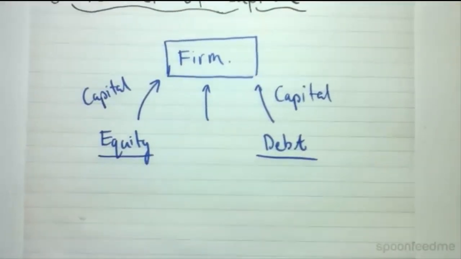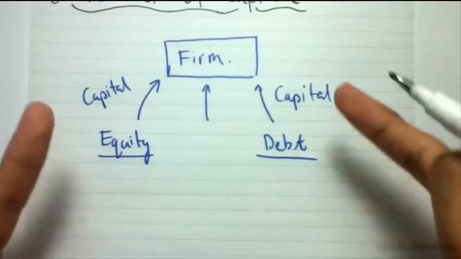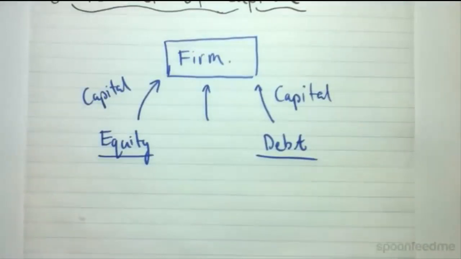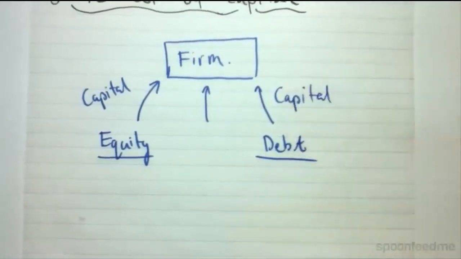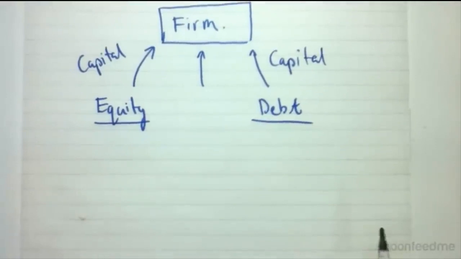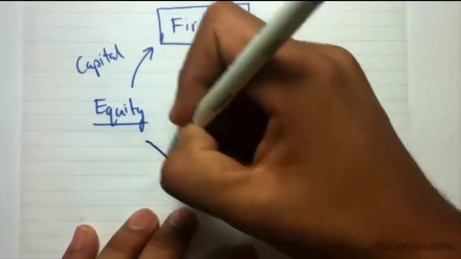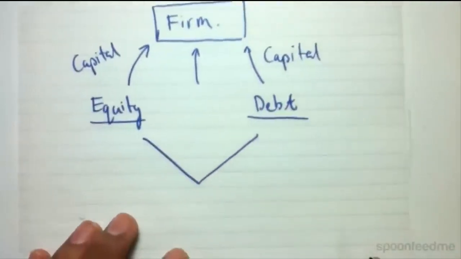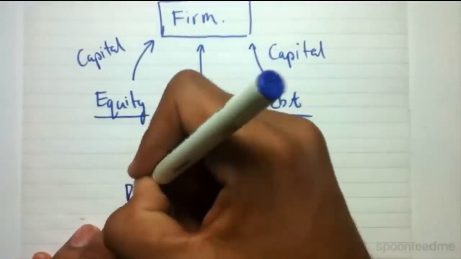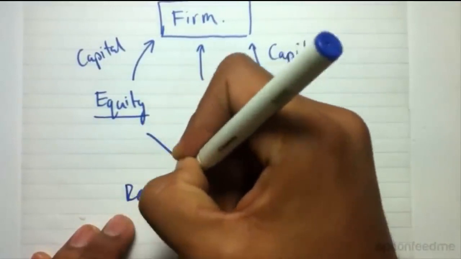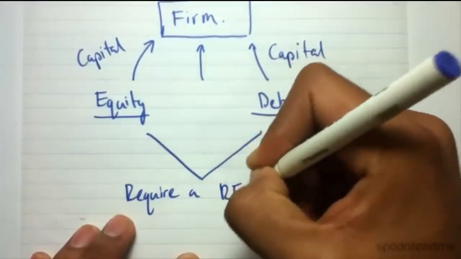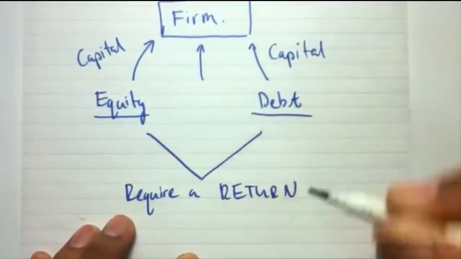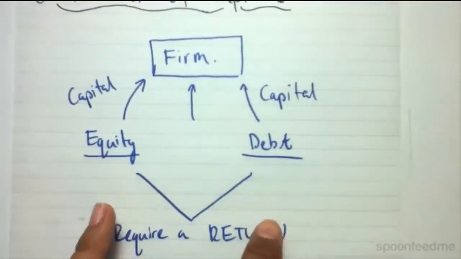So now we know in what form we're going to get the capital, and we know who we're going to get it from, because we're going to get capital from people who are willing to offer equity, who are willing to offer debt. The next thing we have to realize is that the people who are going to give me capital, what do they want? Well, they require a return, don't they? These people aren't going to give us money for free.